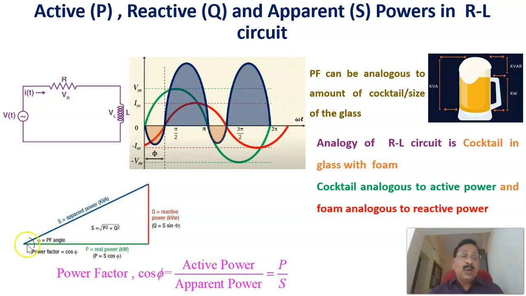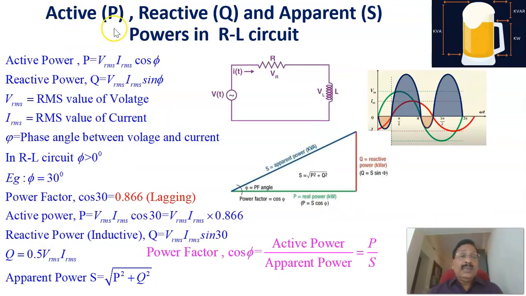Same as this, if you plot it, this is the active power, and this is the reactive power represented as Q, analogous to the foam above the cocktail. The vectorial sum of these is represented as the apparent power S, the total height of the glass. With apparent power S, reactive power Q, and real power P, cos phi, the power factor, is nothing but real power P divided by the apparent power S.